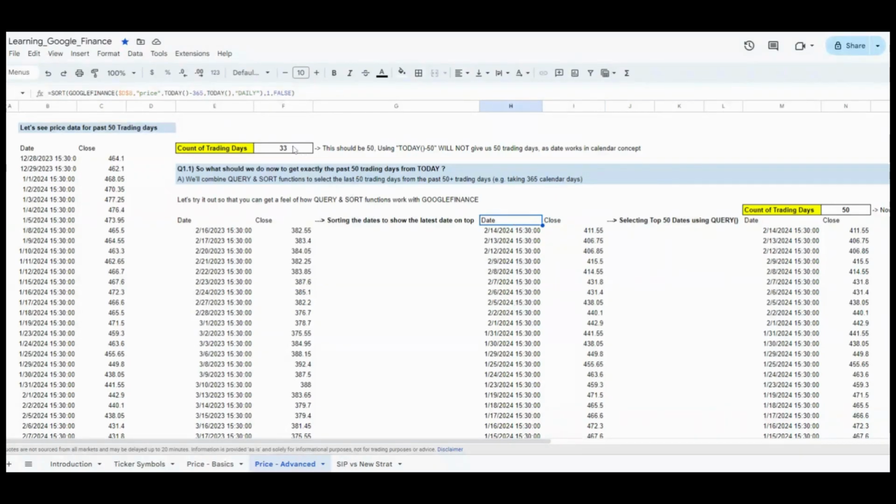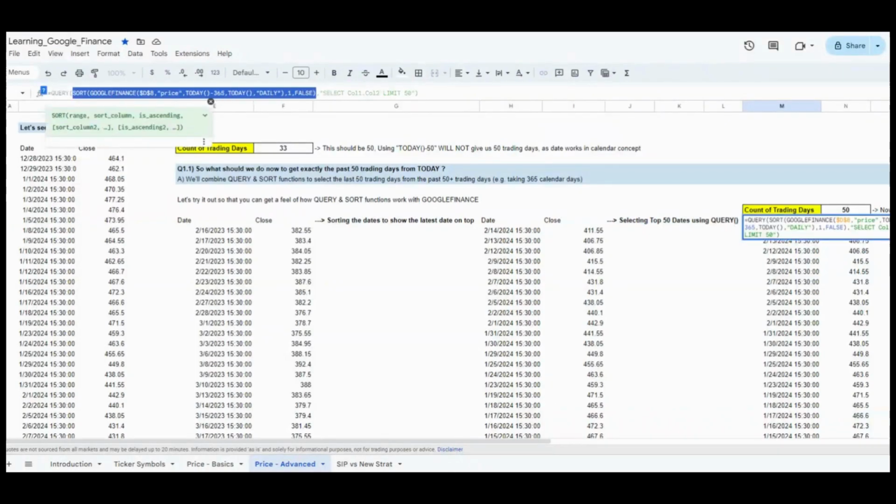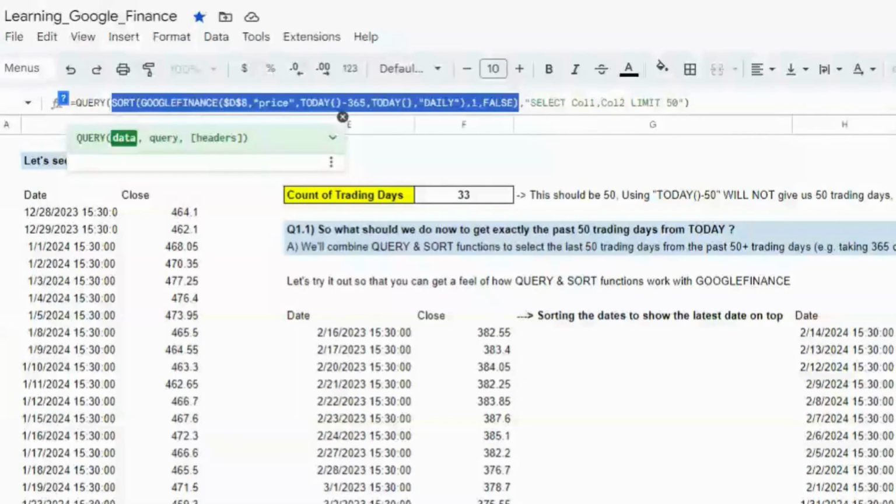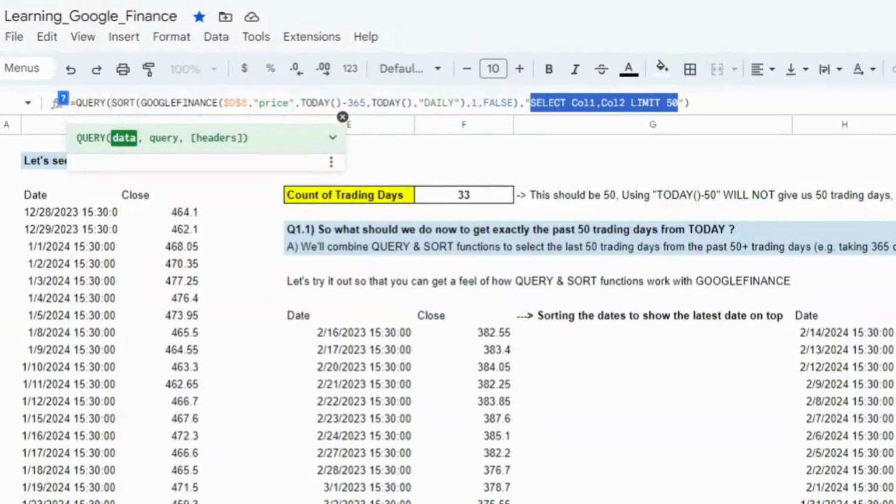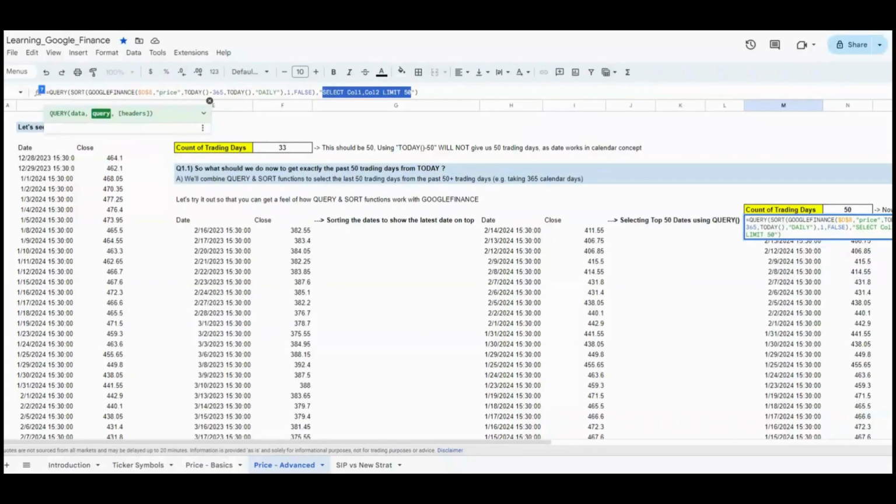We do that by using a query function. Now the query function goes like this. Whatever you had on the left-hand side for sort will remain as it is. So that is your data frame or your data. In that data, we have two columns. In those two columns, we only want to restrict the number of rows to 50. So we use a basic SQL command. If you don't know SQL, don't worry. It's practically English, so you can understand it just by looking at this formula. We are just selecting column one, that is the date, column two, that is the closing price, and we're limiting the data frame or the data set to 50 rows.